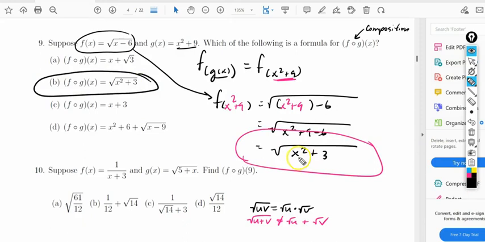Okay, so trying to break that up, square root of x squared, which you might think, oh, that's x, and then plus square root of 3, that leads you to the wrong selection. All right. So the answer to number 9 is B.